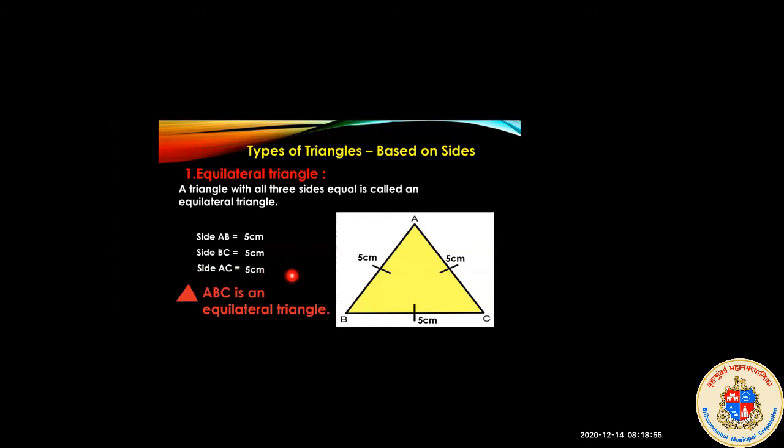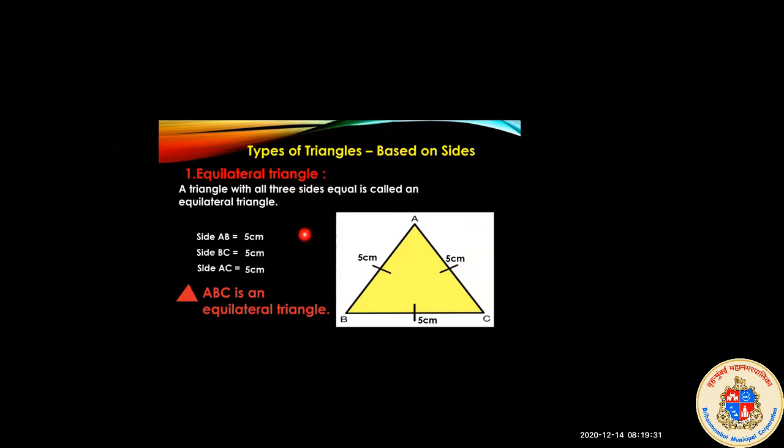Like this, you have to write the answer at the end. That triangle ABC is an equilateral triangle because all the three sides of the triangle are equal. See, side AB is 5 centimeter, side BC is 5 centimeter, side AC is also 5 centimeter. When there is equal measurement on all sides, that will be an equilateral triangle. Now this was the first triangle based on sides, the equilateral triangle.